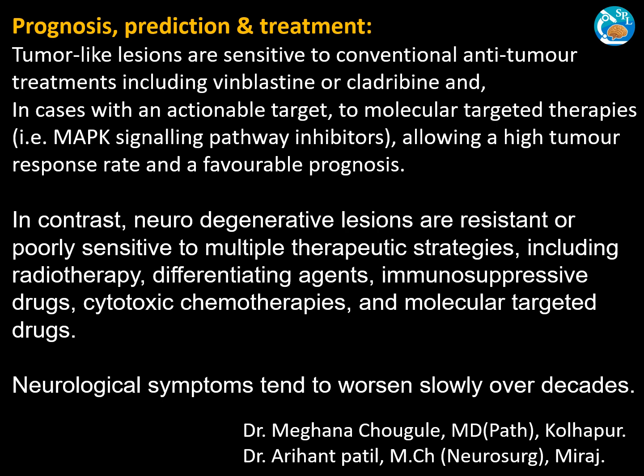Prognosis, prediction and treatment. Tumor-like lesions are sensitive to conventional anti-tumor treatments, including vinblastine and cladribine. And in cases where you find a molecular marker positive, MAPK signaling pathway inhibitors may be given, and such patients have a favorable prognosis.